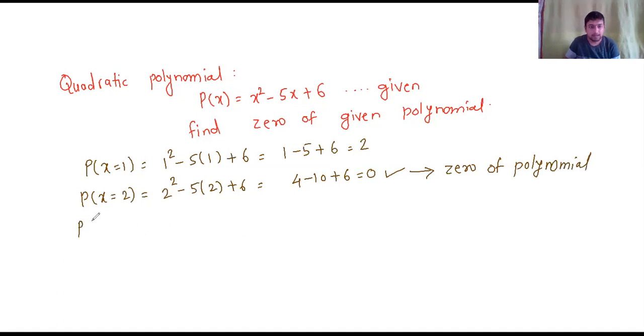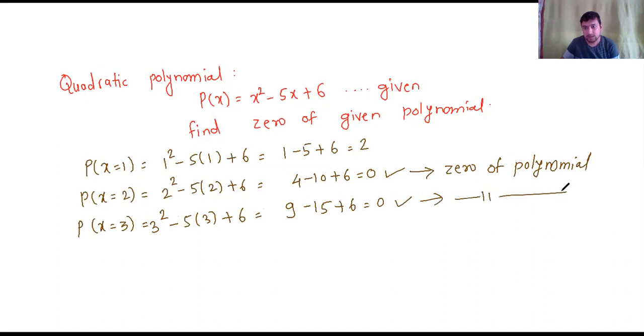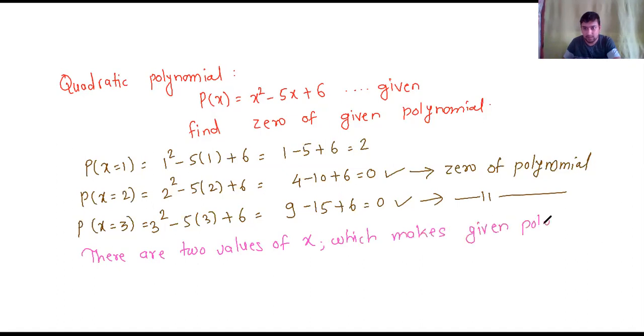Right. Let us check the value of the given polynomial at x is equal to 3. So 3 square minus 5 into 3 plus 6. 3 square is how much? 9 minus 15 plus 6, 0. Yes. So 3 is also called a zero of the polynomial. That means, can I say there are two values of x which make the given polynomial equal to 0?